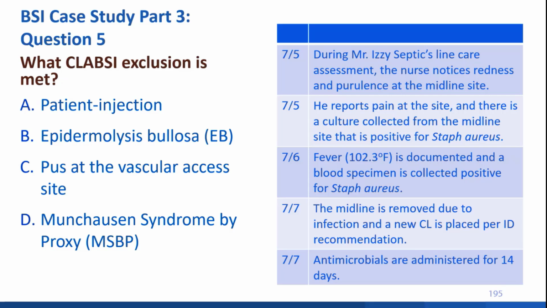Okay, and I believe this may be the last question for part 3. What CLABSI exclusion is met? Is it A, patient injection, B, epidermolysis bullosa, C, pus at the vascular access site, or D, Munchausen syndrome by proxy?